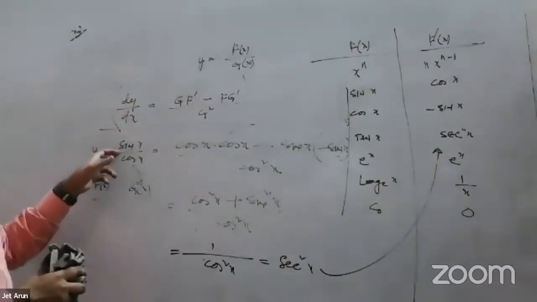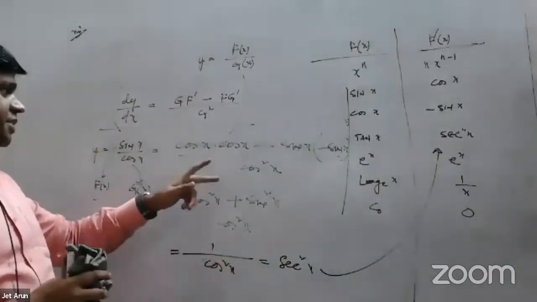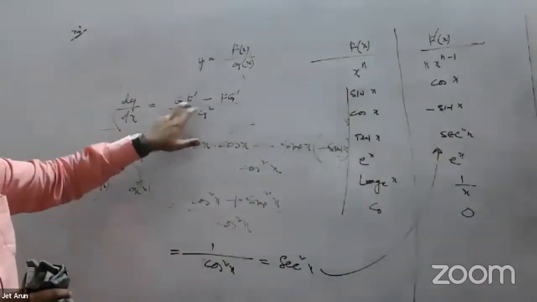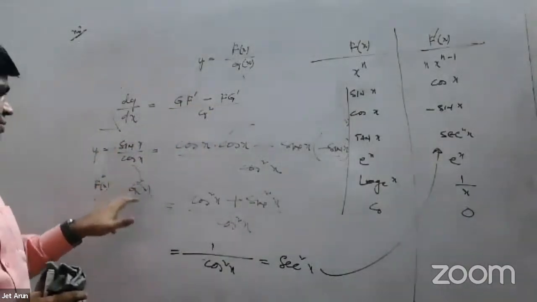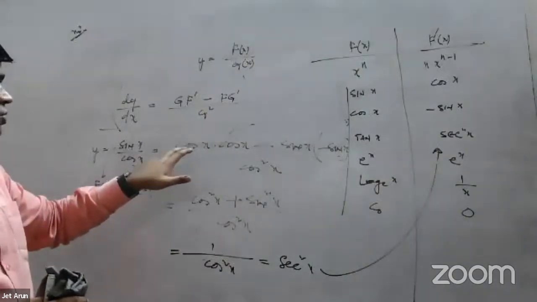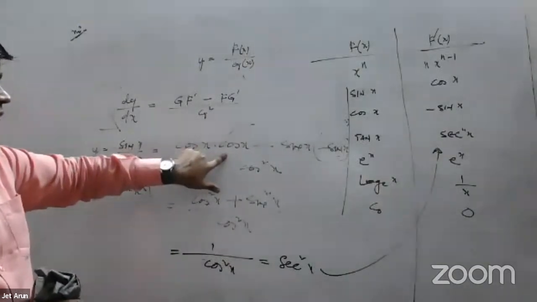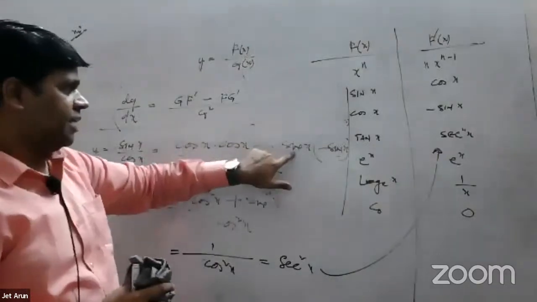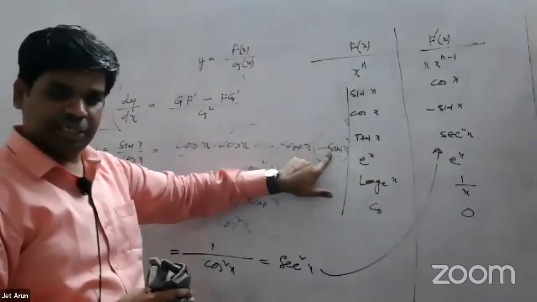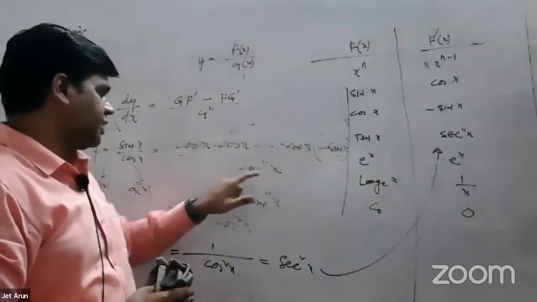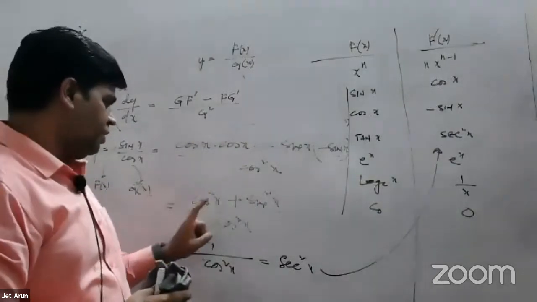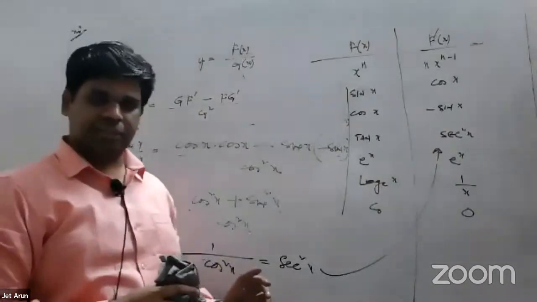All right, so derivative of tan is secant square x. How did I get this? Using quotient rule. g f dash minus f g dash by g square. Let sin x be f of x, cos x be g of x. Cos x into derivative of sin x, which is cos x, minus sin x into derivative of cos x, which is minus sin x, by cos square x, because g square. Cos square plus sin square is 1 by cos square, which is secant square x.